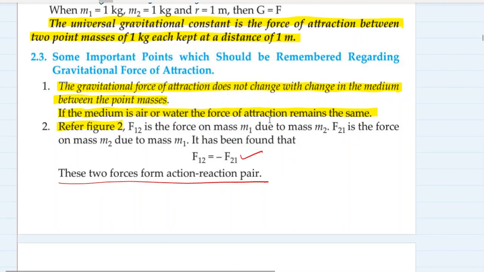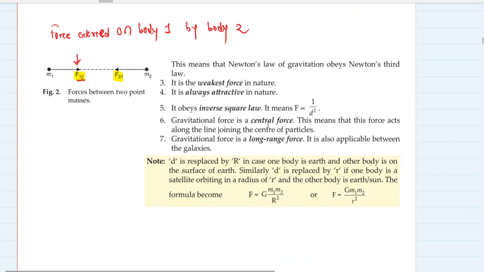Third point to be remembered about gravitational force of attraction: it is the weakest force in nature, and it is always attractive. It obeys inverse square law, that is, force is inversely proportional to the square of the distance between two bodies. If the distance between two bodies is doubled, the force will become 1/4, and if the distance between two bodies is halved, then the force will become 4 times. Gravitational force is a central force. This means that this force acts along the line joining the centers of the particles.